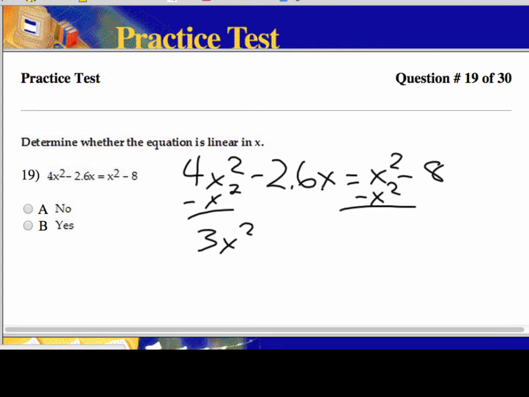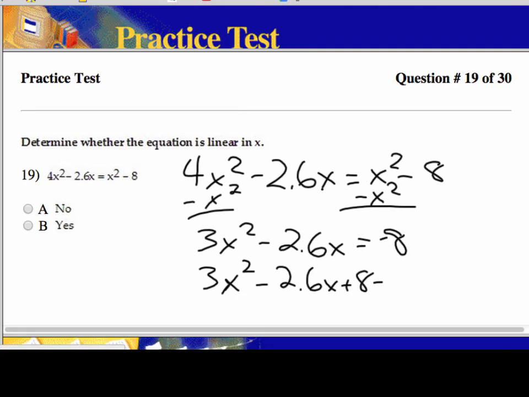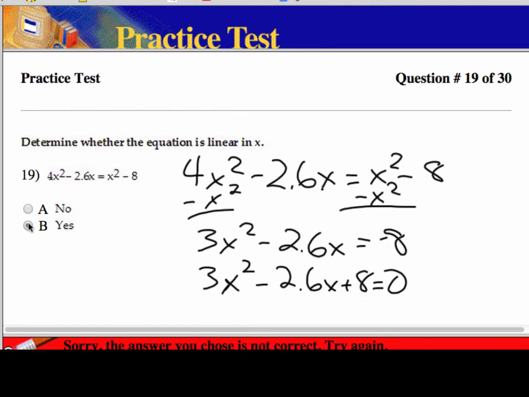So now I've got 3x squared minus 2.6x is equal to negative 8, or 3x squared minus 2.6x plus 8 equals 0. Yeah, that's definitely not linear, right? Definitely. Oh, I hit yes just to mess with you guys.